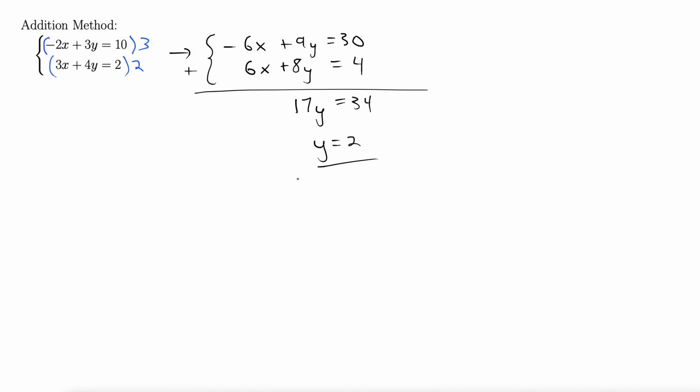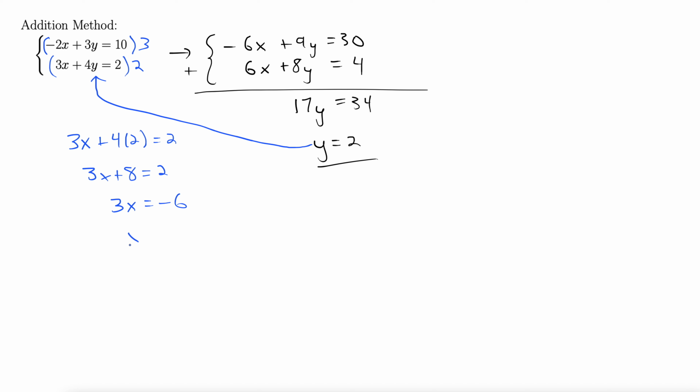Usually you go with whichever one looks a little easier. Maybe I'll choose the bottom one because that doesn't have the negative in it. Again, it's arbitrary at this point. So plugging in there, we have 3 times x, we don't know what x is, plus 4 times 2, y is 2, equals 2. 3x plus 8 equals 2. Subtracting the 8 from both sides gives us 3x equals negative 6, and dividing both sides by 3 gives x equals negative 2. There we go.